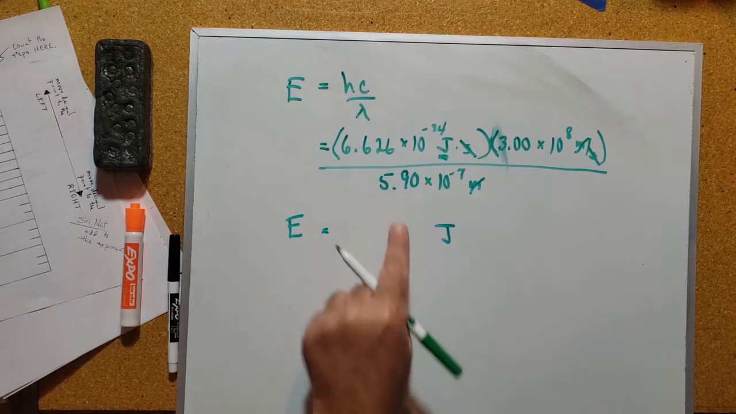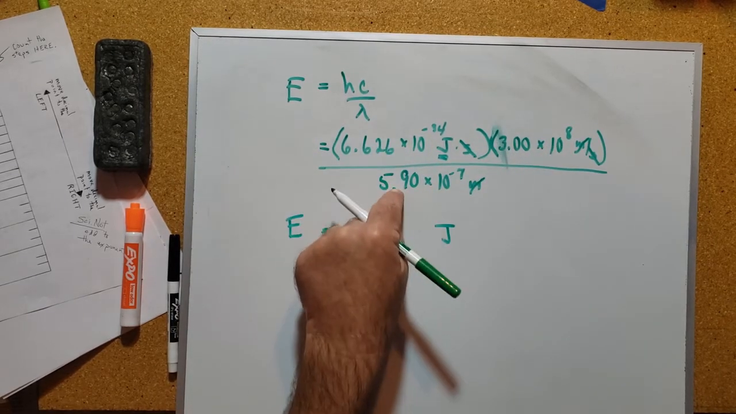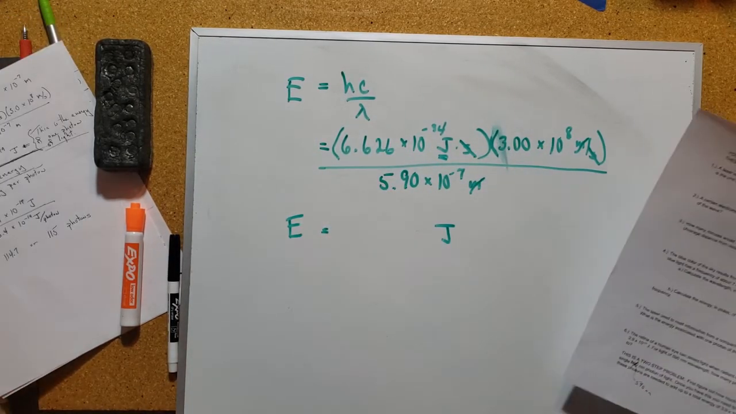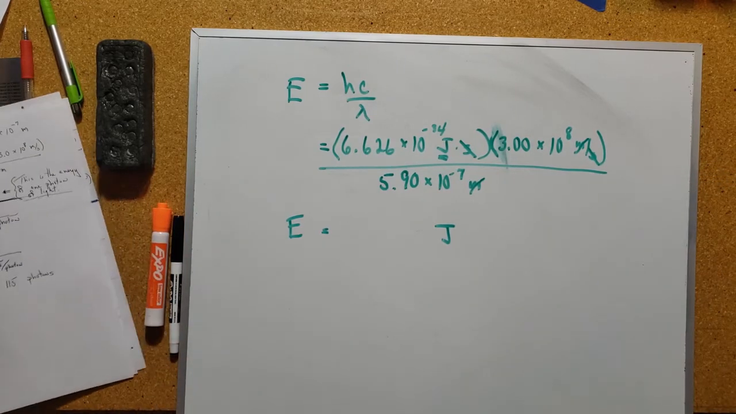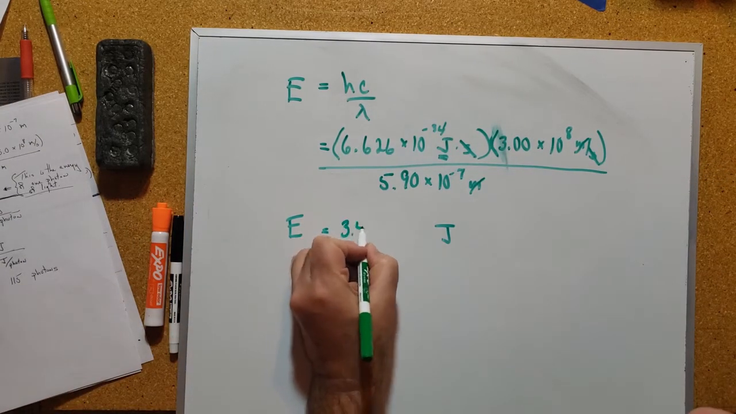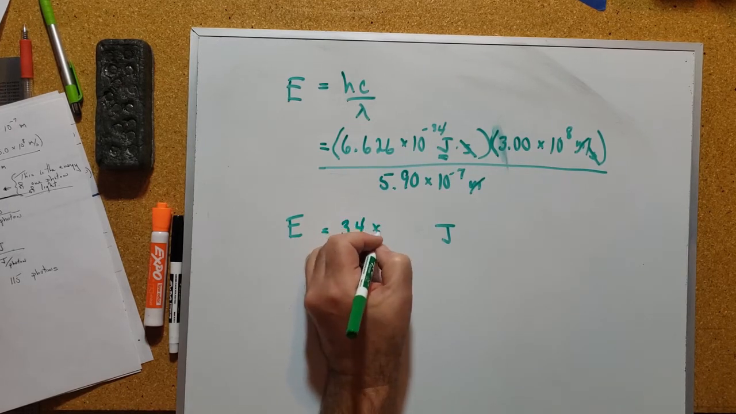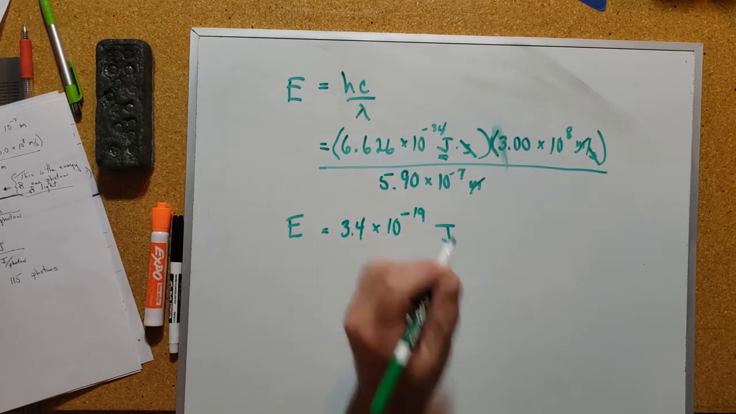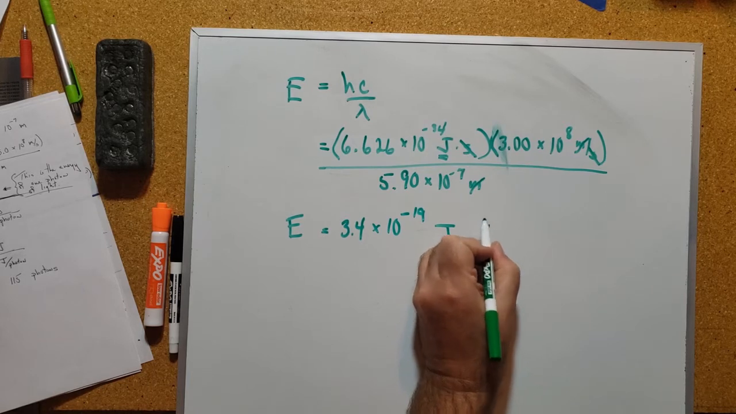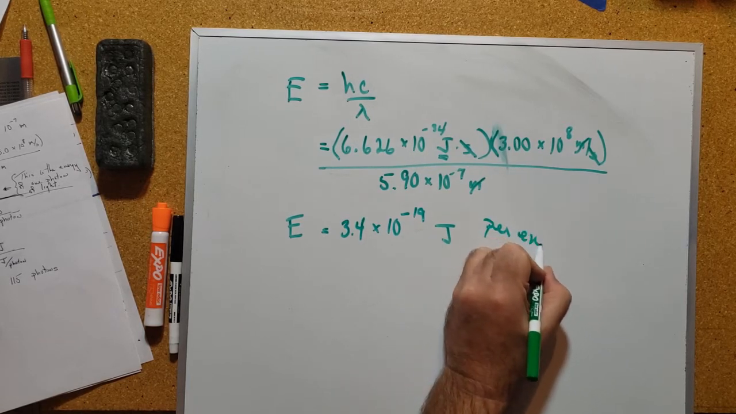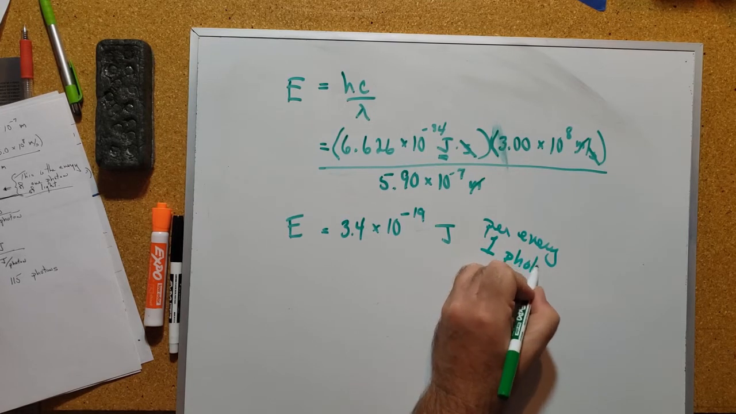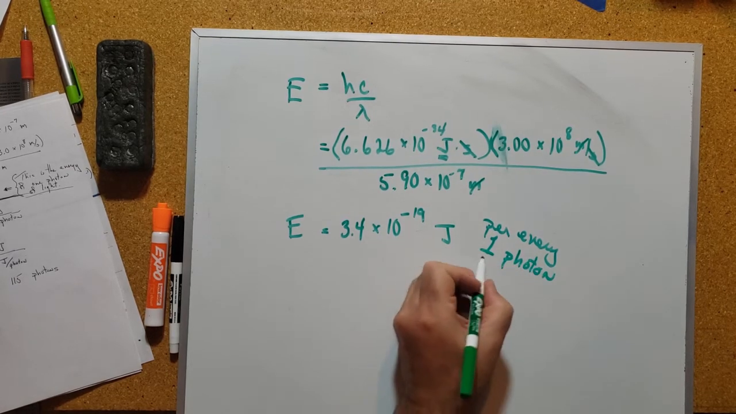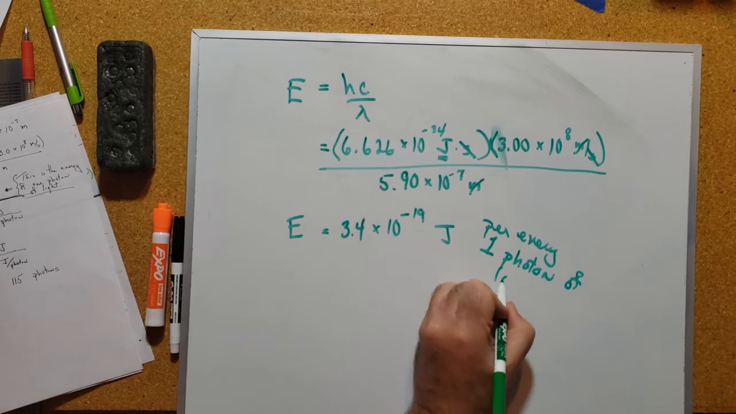So how much energy? Multiply and then divide. And let's see, looking this up, you get an answer of 3.4 times 10 to the minus 19 joules. And this is per every 1 particle of light, which we call a photon. Per every 1 photon of light.